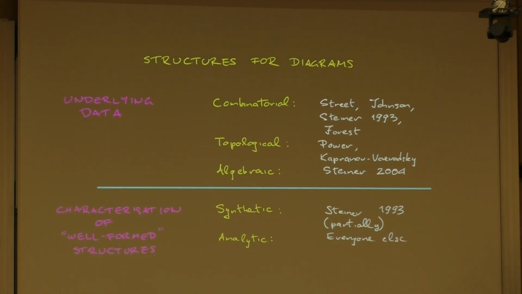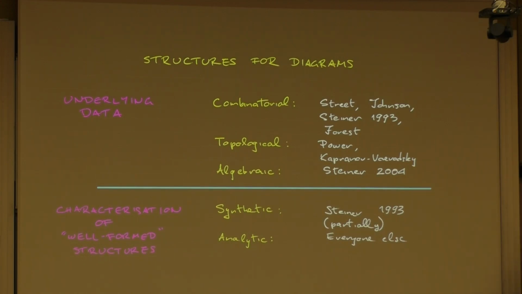And finally, there's also something that's been particularly popular in recent years. There's this algebraic approach based on chain complexes together with some extra data, pioneered by Richard Steiner in a 2004 paper. So that's at the level of what the underlying data is, and then this is usually complemented by some characterization of what the well-formed structures are amongst the ones here.